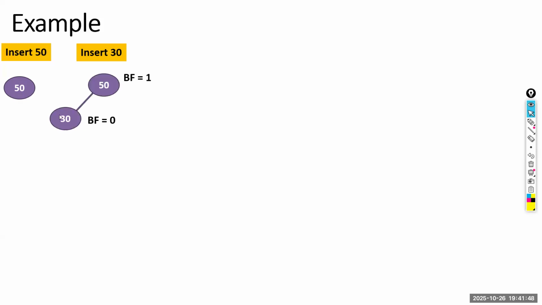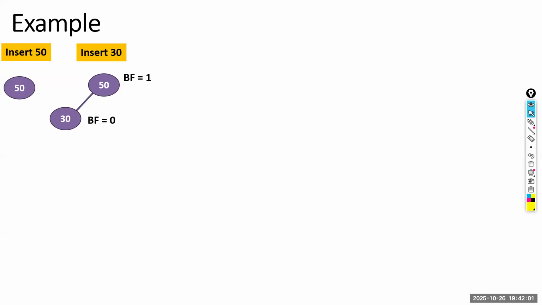Insert 50, then obviously 50 is your root. Of course, it's not imbalanced, because balance factor is 0. Now we want to insert another data, 30. So 30 is less than 50, therefore 30 will be the left child of 50. No issue, because here balance factor is 0 minus 0, here balance factor 1 minus 0, 1, and at 50 it is 1 minus 0, which is 1.